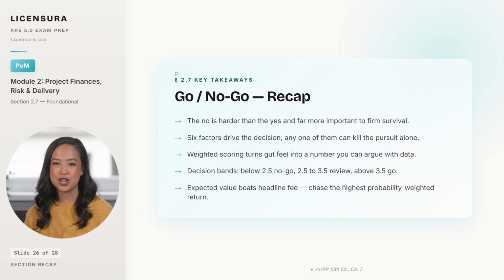Third, weighted scoring turns judgment into math you can defend in a partner meeting. Fourth, the decision bands matter. Scores below the no-go threshold get killed, mid-band scores trigger a partner review, and scores above the clean-go threshold proceed. Fifth, expected value almost always beats headline fee because probability discounts swamp project size on cold pursuits against incumbents you cannot displace. And sixth, the Wilson lesson. A single bad yes can cost a firm $610,000 and leave nothing behind, an amount that takes years of small project work to earn back.